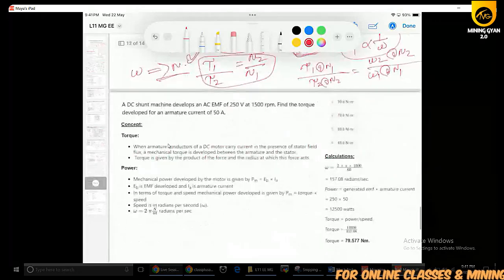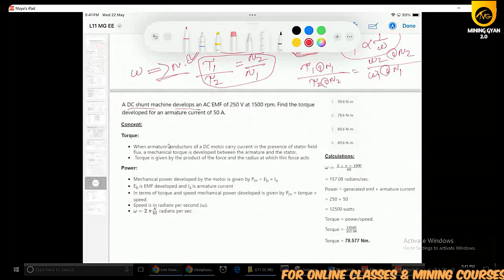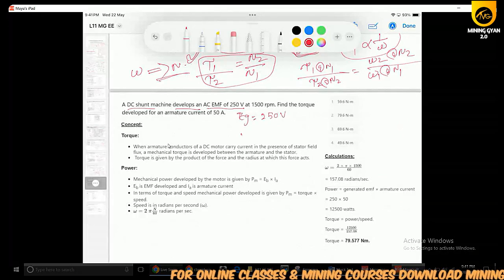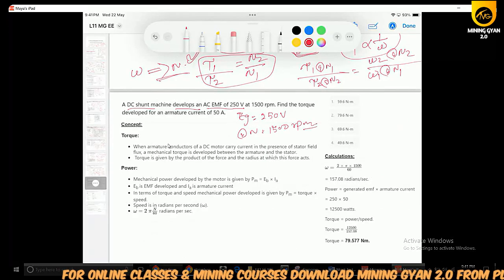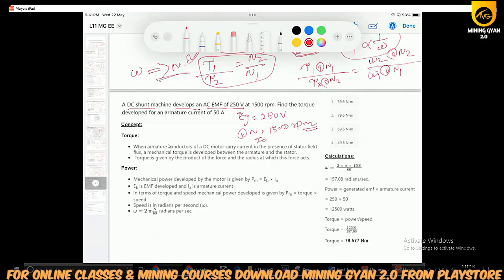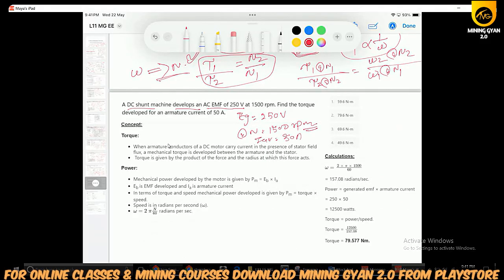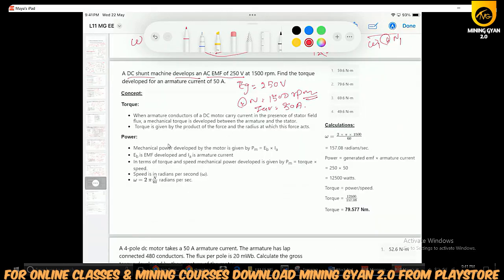The next, a DC shunt machine develops an EMF of 250 volts at N equals 1500 rpm. Then find the torque developed for an armature current of 50 amperes. Okay. Yeah, so what is a torque?